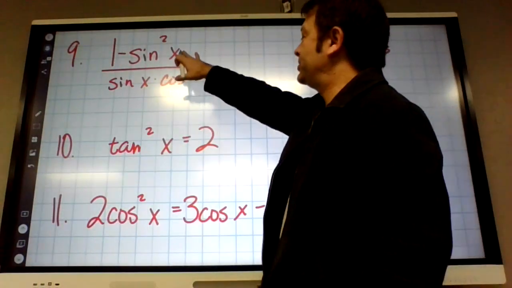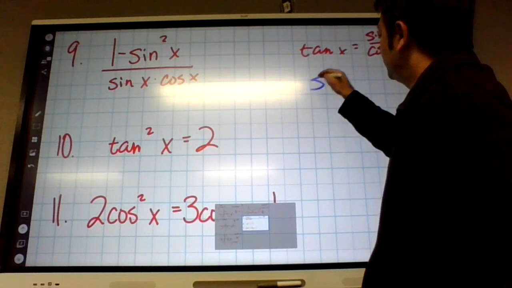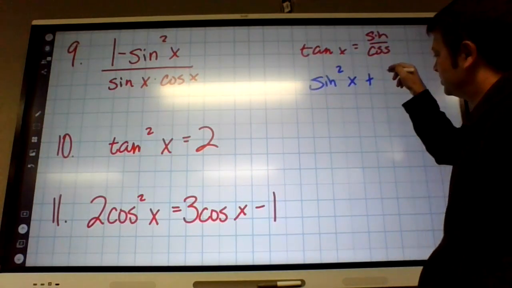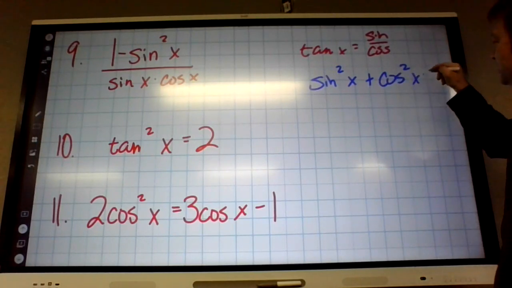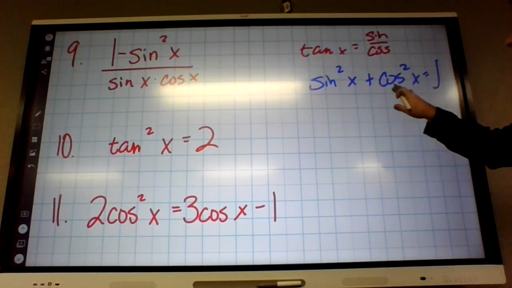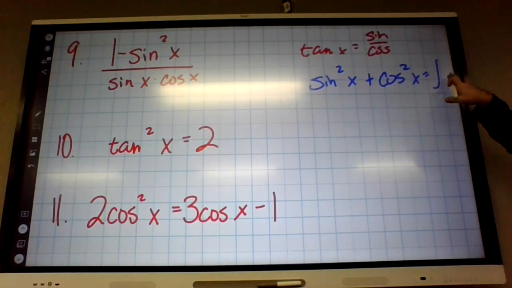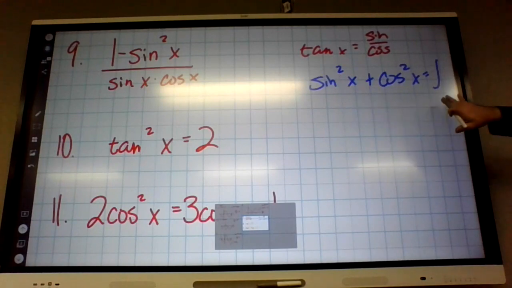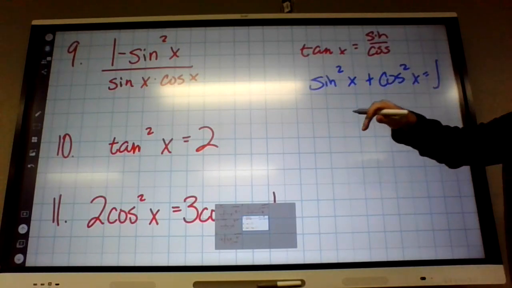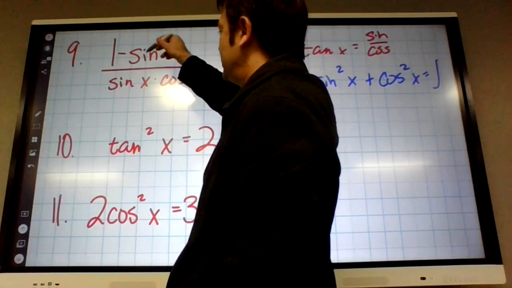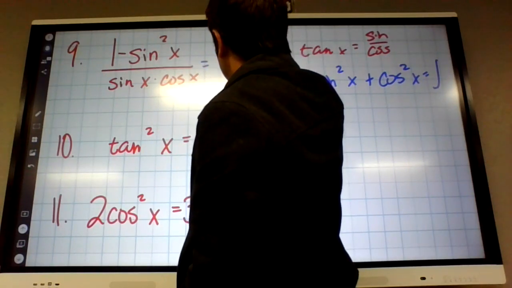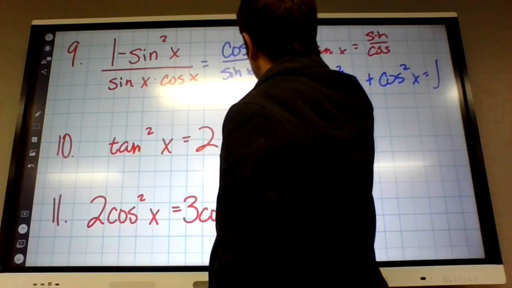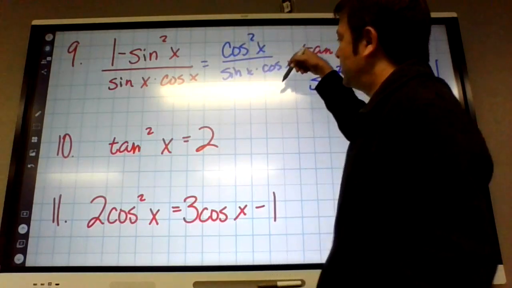Number 9. You stop saying it to me. Okay, maybe you guys finish this statement. Sine squared plus cosine squared equals 1. Therefore, 1 minus cosine squared is sine squared, or 1 minus sine squared is cosine squared. So the top of this, anytime you see 1 minus something squared, is cosine squared.